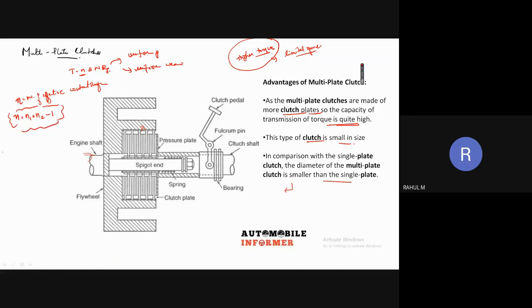Now where n1 is the number of driving plates, and n2 is the number of driven plates. So to get the number of effective surfaces, all you have to do is add these two and subtract one, and the remaining things are the same. We'll see that using a problem. Using an example problem, we'll establish that relationship.